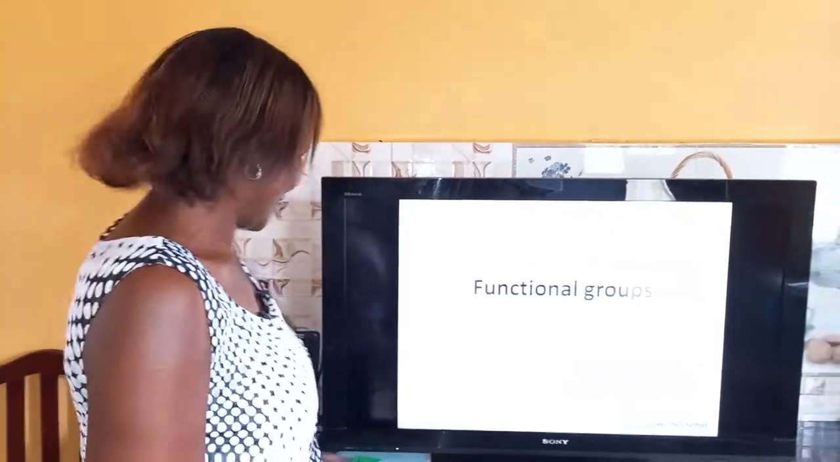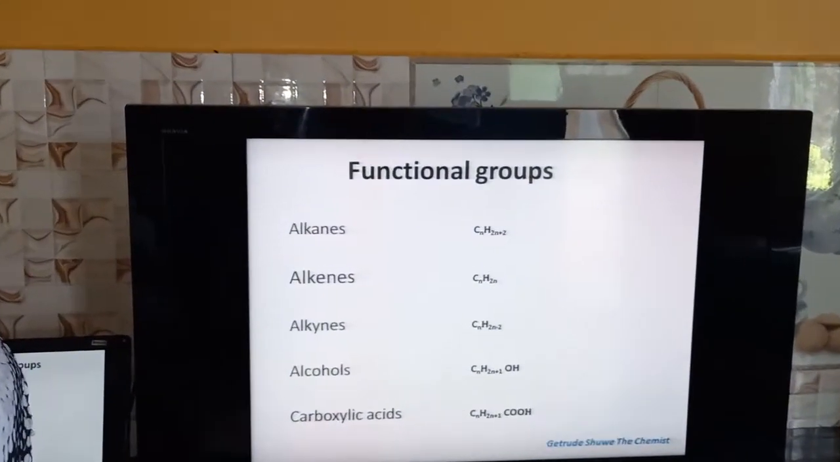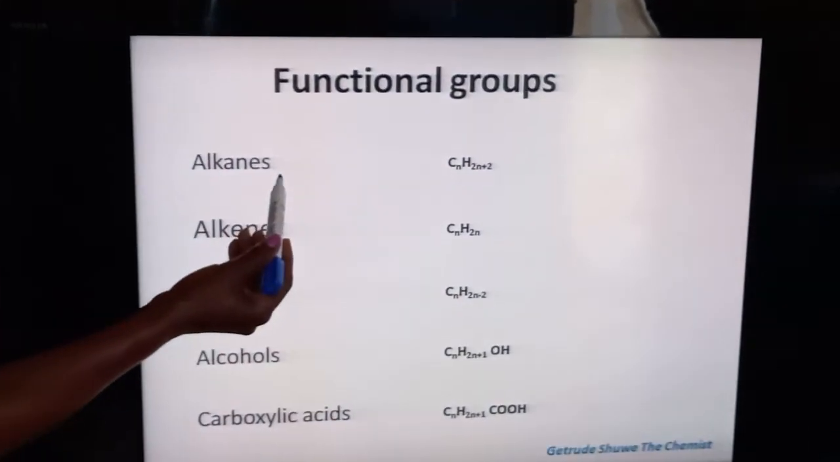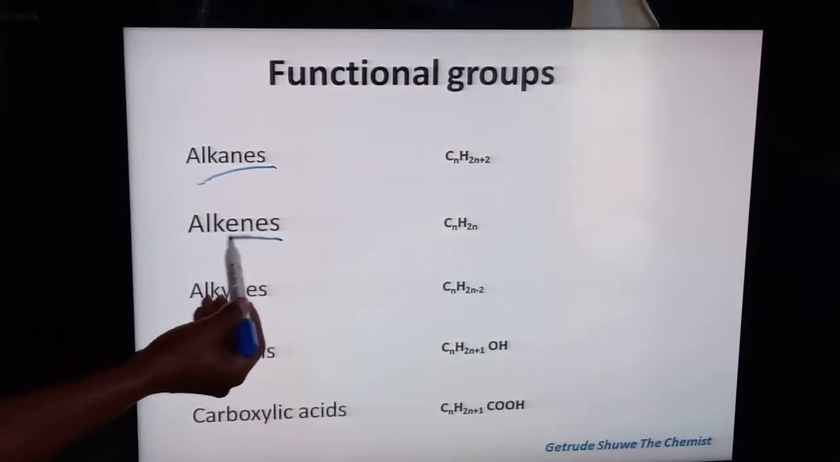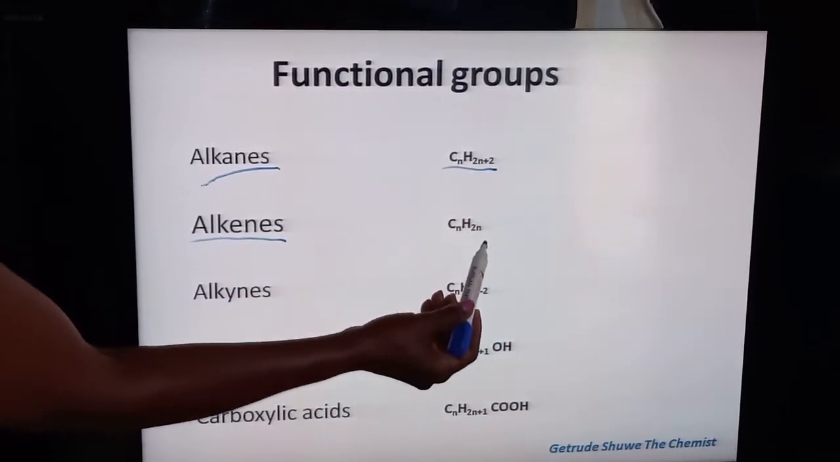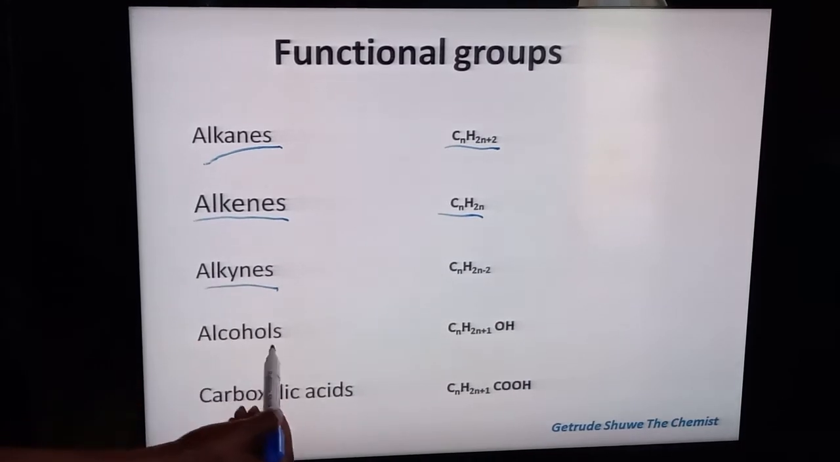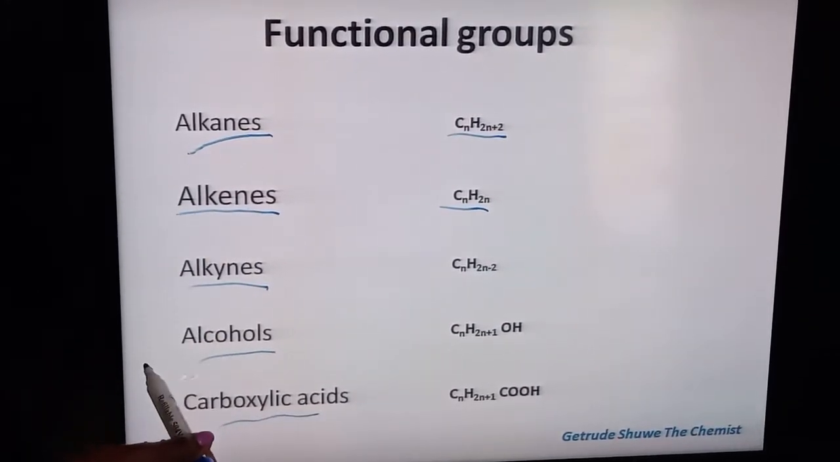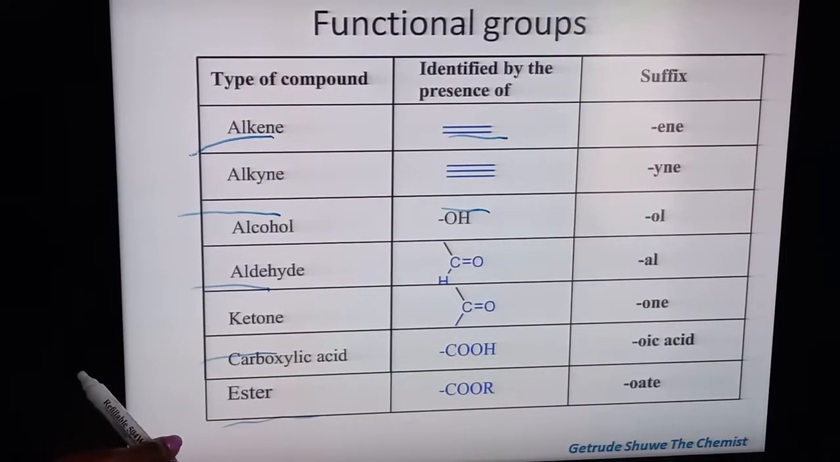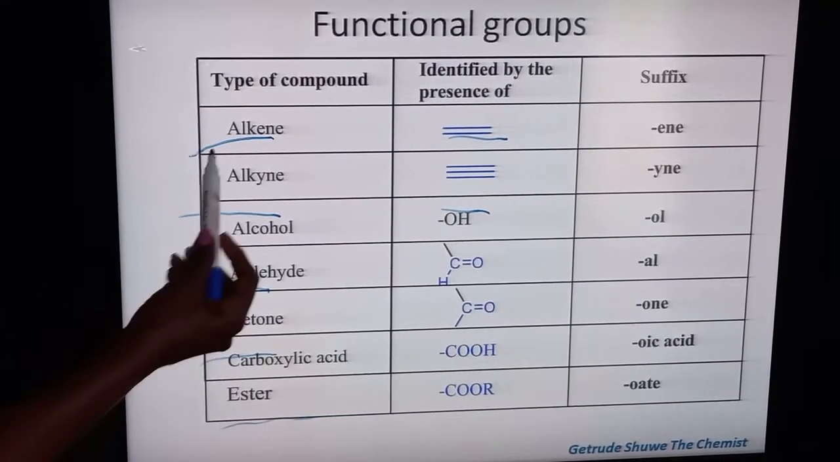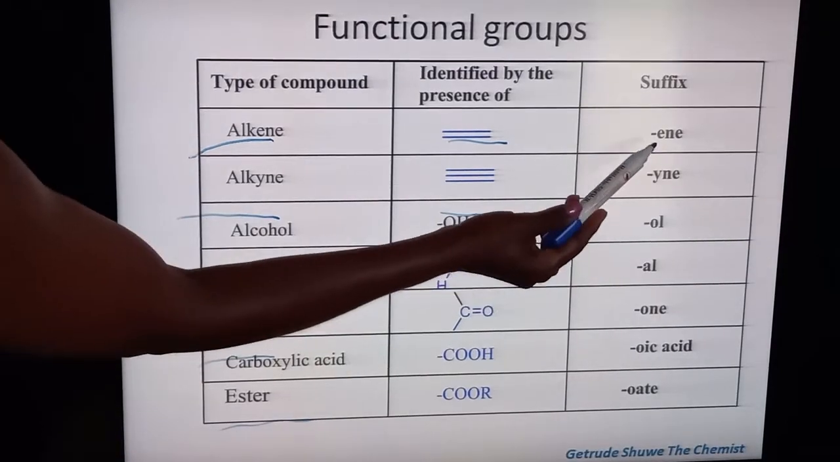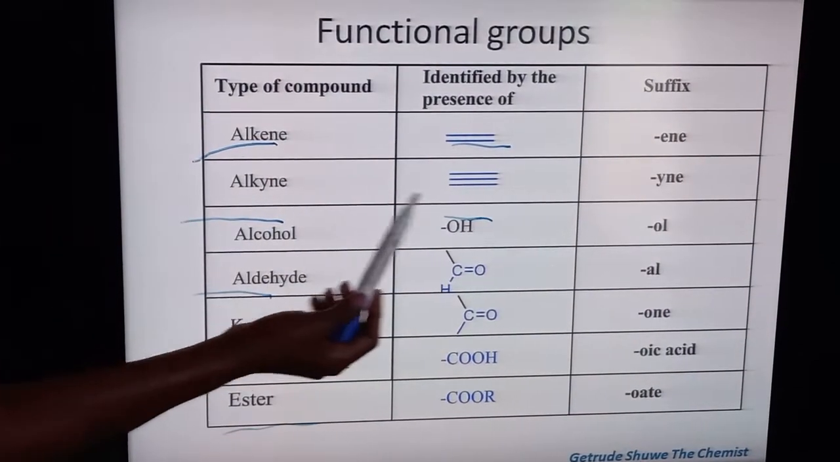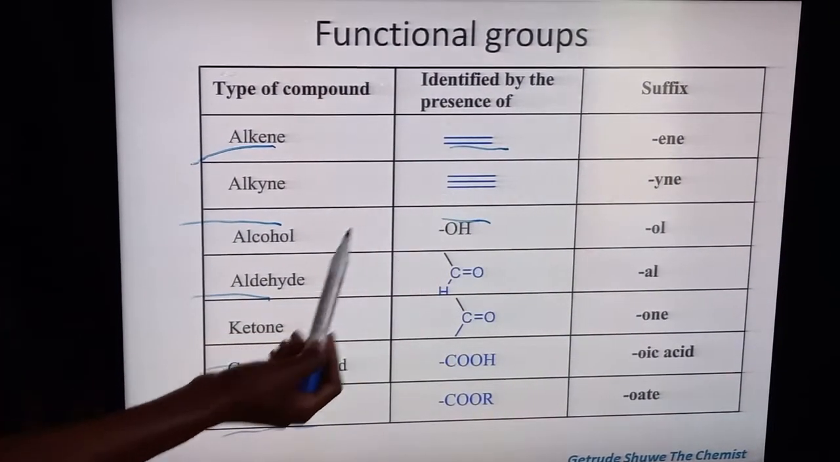Let's get to it. The first functional group that we all are aware of are the alkanes. We'll go into alkenes with the general formula as indicated here. Alkynes, alcohols, carboxylic acid, but these are the more general functional groups. And in this case, the alkenes are given by the suffix -ene. Alkynes, -yne with a triple bond.